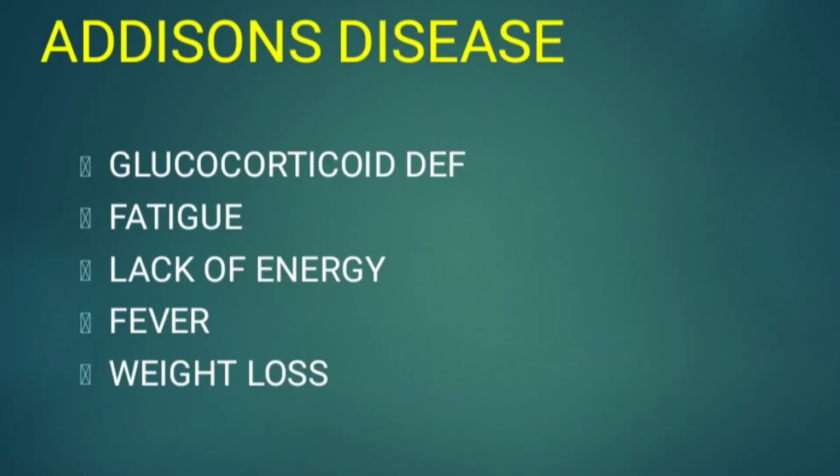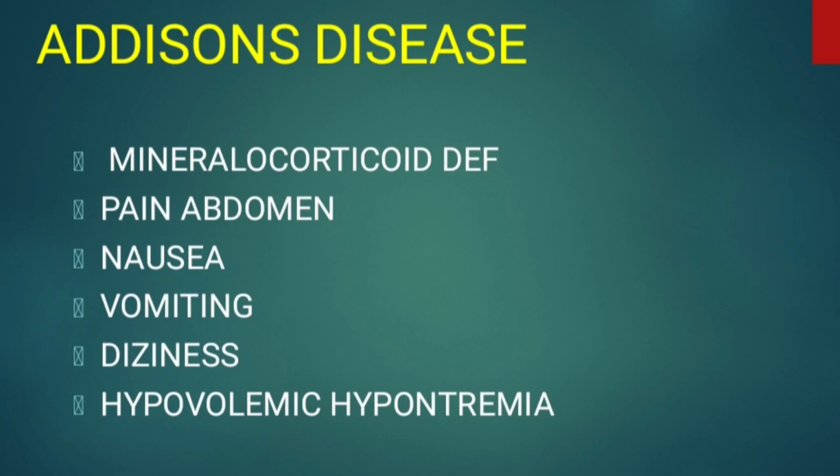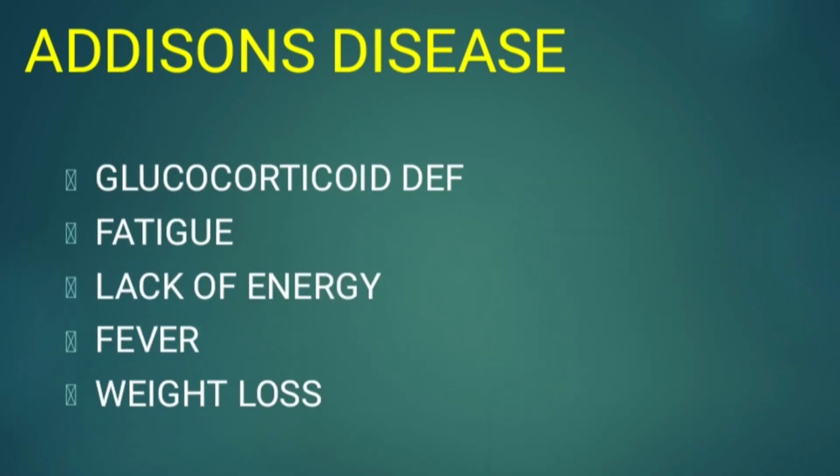The clinical features we most commonly see are weakness and fatigue. When a patient comes with weakness and fatigue, hyperpigmentation also will be seen. The cause of the hyperpigmentation is raised ACTH, adrenocorticotropic hormone, which is raised because of low cortisol and low mineralocorticoid levels. Mineralocorticoid deficiency causes abdominal pain, nausea, vomiting, postural hypotension and hypovolemic hyponatremia. Glucocorticoid deficiency causes fatigue and lack of energy. Sex hormone deficiency causes loss of pubic hair, loss of axillary hair, and loss of libido. As I already discussed, hyperpigmentation mainly occurs due to raised ACTH.